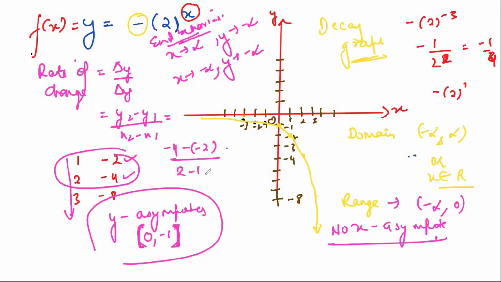x2 is what? 2 and minus 1. So just solve it. Minus 4 plus 2, because minus 1 becomes minus 4 plus 2, will be negative 2, and negative 2 over 1 is negative 2. So my rate of change will be negative 2, right? Rate of change is this one.